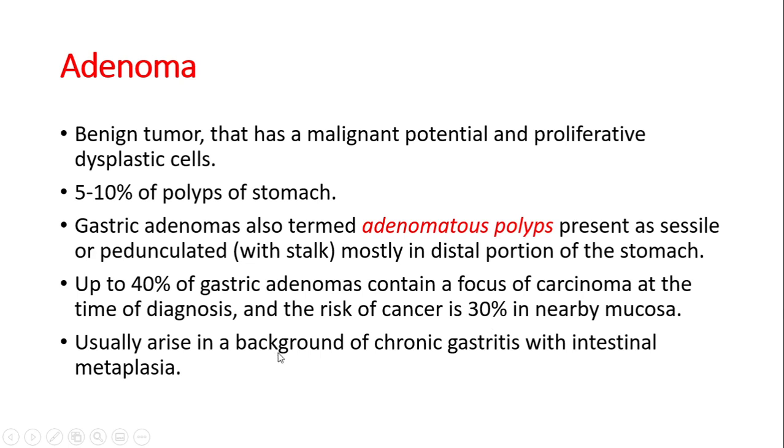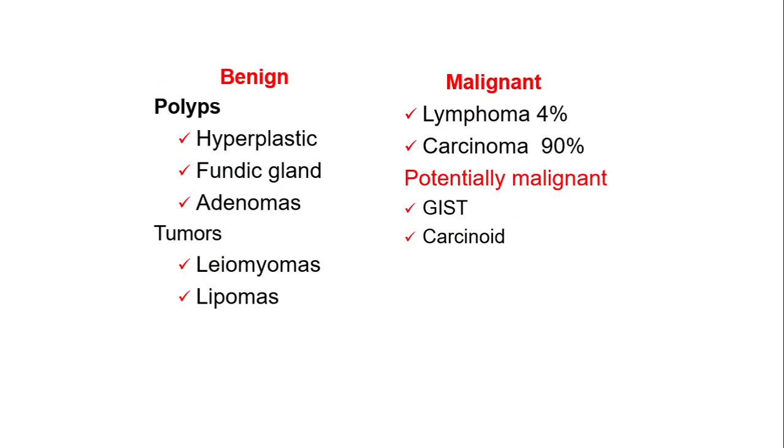The risk factor, or predisposing factor, is chronic H. pylori associated gastritis with intestinal metaplasia. We said previously that intestinal metaplasia is precancerous in chronic gastritis. It is a precancerous change of the stomach, chronic gastritis with intestinal metaplasia.